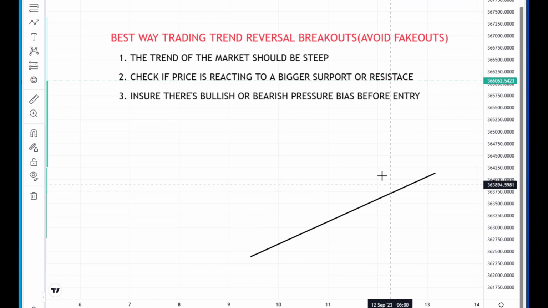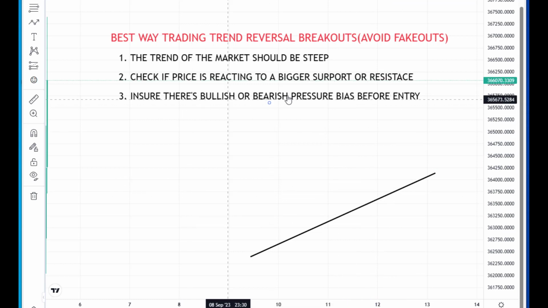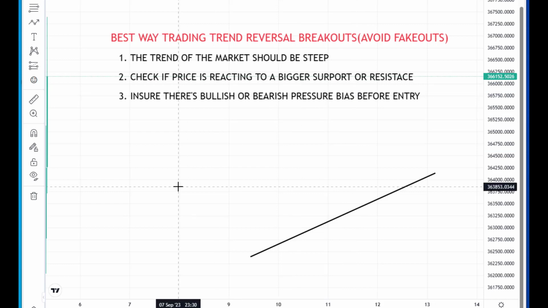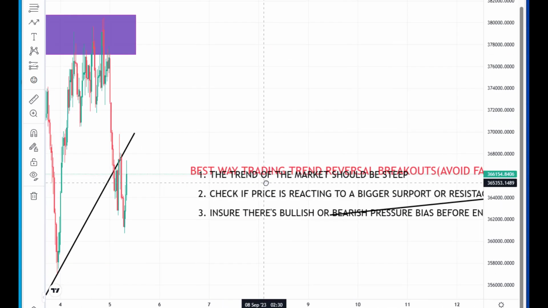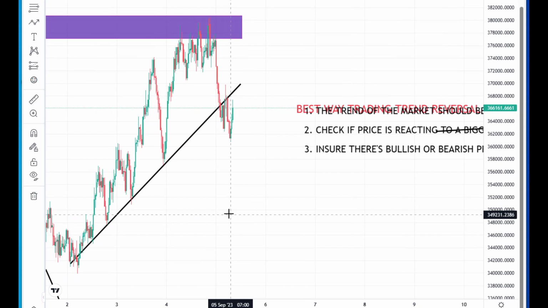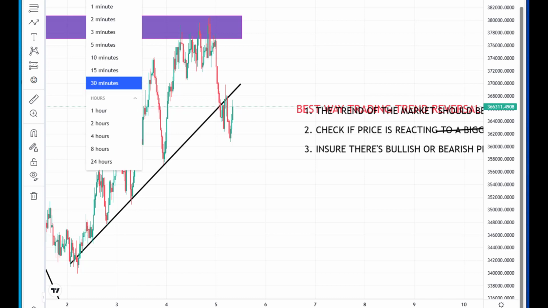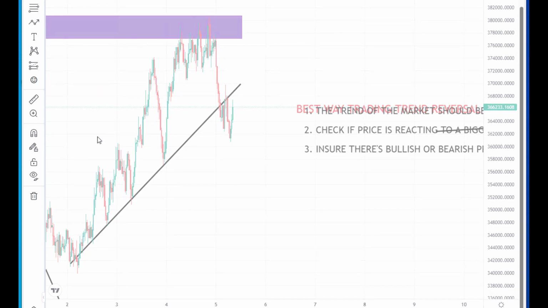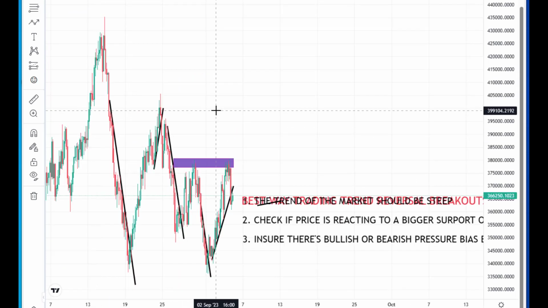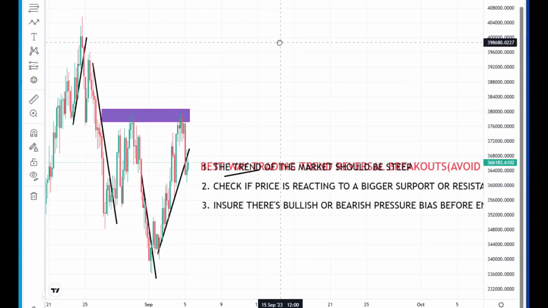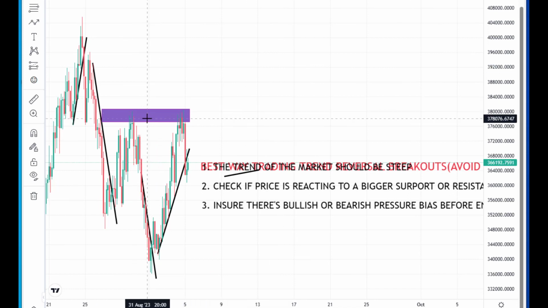Now you have to ensure that price is reacting to a bigger support or resistance. Sometimes in looking for breakouts, let's say you are trading in the 30-minute time frame, you might go to a bigger time frame, let's just say the 4 hours time frame, and ensure that price has hit a particular resistance or support. If you look at Volatility 75, this is a bigger time frame, and you see that price has reacted to this lower high here.